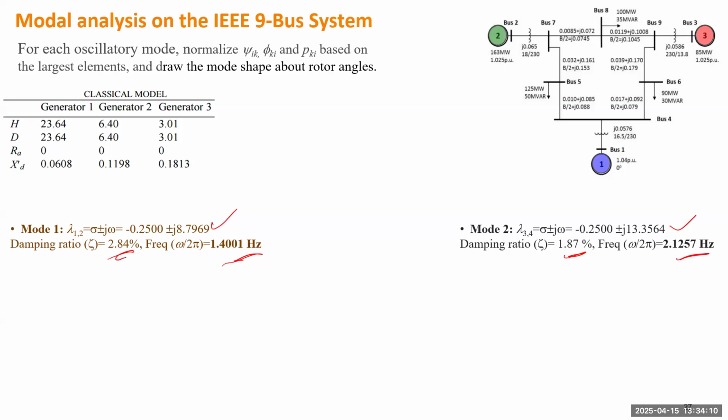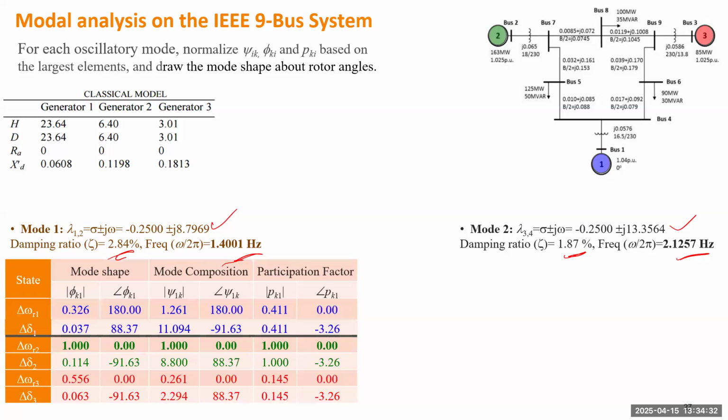So we want to calculate the mode shape, which is the right eigenvector, mode composition, which is the left eigenvector, and participation factors for each mode. And also we want to draw the mode shape, just to give you some visual example of why we call it a shape, because it really tells the shape. So here is a table. The first column just gives you the mode shape. We separate into the magnitude and angle.